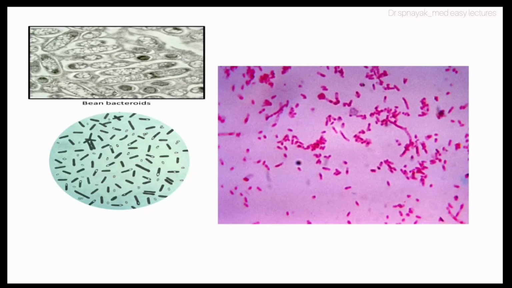So this is the Fusobacterium. It is a rod-shaped bacteria. Okay, this is the Bacteroides. It has a bean shape, as you can see. This is the Fusobacterium, which is an anaerobic bacteria, and this is Clostridium difficile.